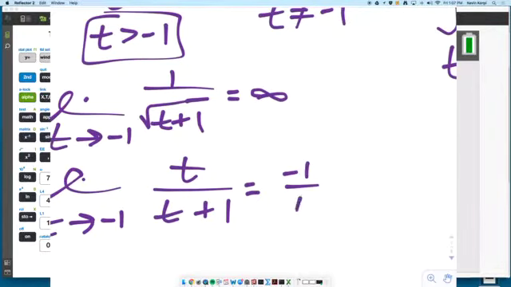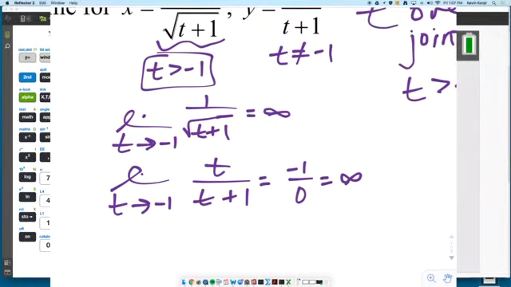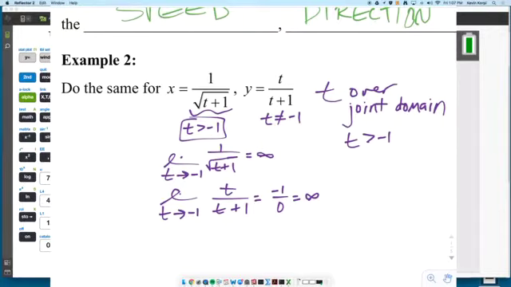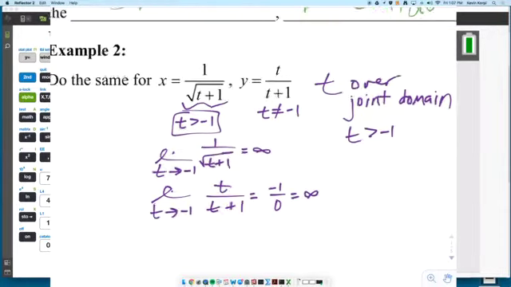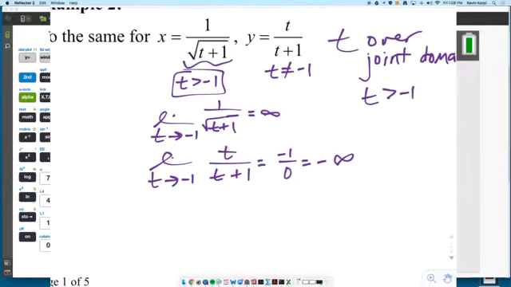Yeah, this is -1 over 0. Yeah, this is kind of funky. That's also infinity. That's kind of weird. But is it negative infinity? It is negative infinity. Oops, not -1. So, oh my gosh, how can that be?